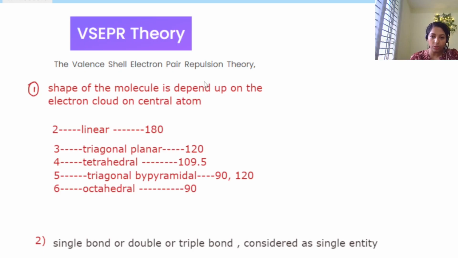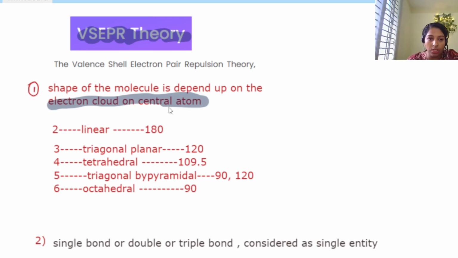So in today's episode, we are going to study the shapes of molecules. How do we assign the shape of a molecule? Usually, we assign the shape of molecular compounds through the VSEPR method, valence shell electron pair repulsion theory. It's very simple. The rule is that the shape of the molecule depends upon the electron clouds on the central atom, only on the central atom. How many electron clouds are there on the central atom?